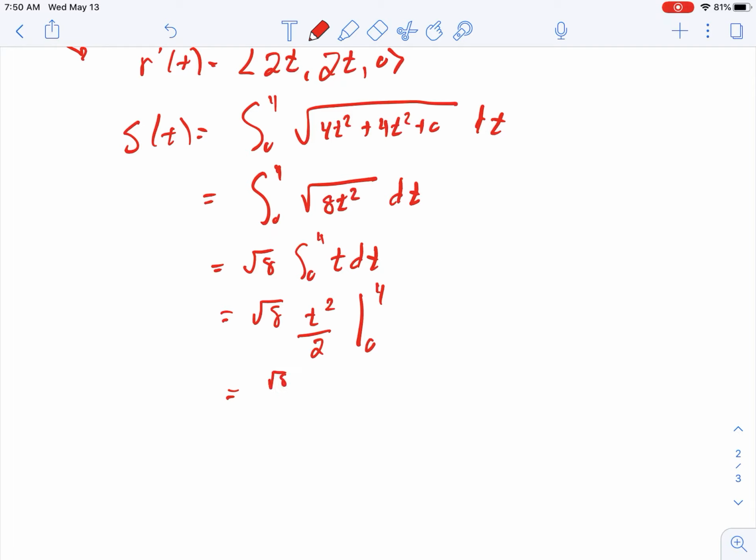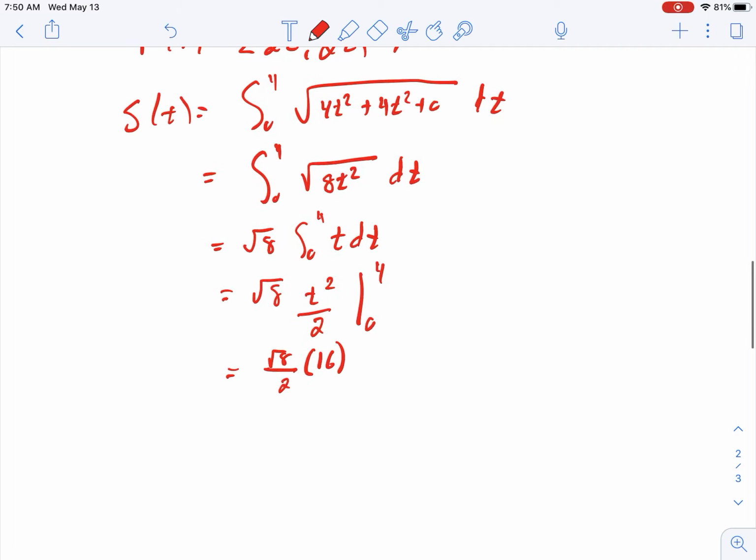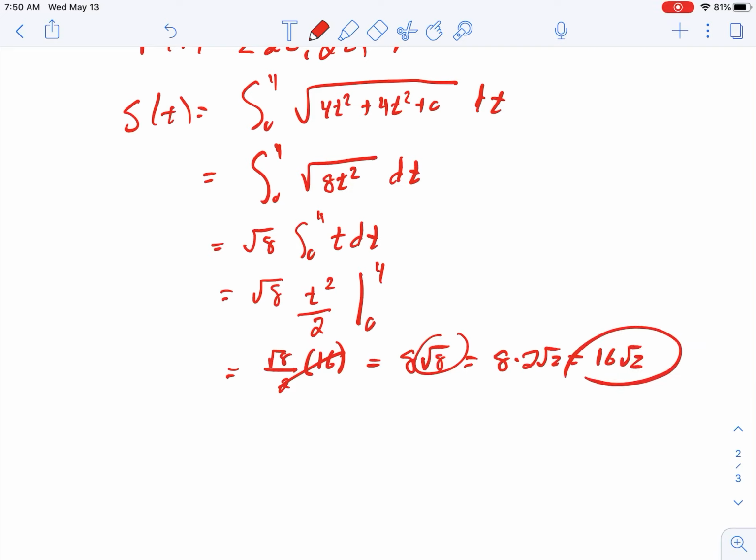And what do we got here? Looks like square root of 8 over 2 and 16. I go this way here. So we have 8 root 8, or what's that? 8 times 2 root 2, 16 root 2. Okay, all right, so that's our distance.